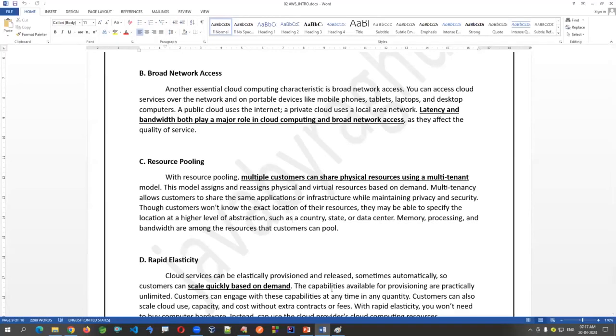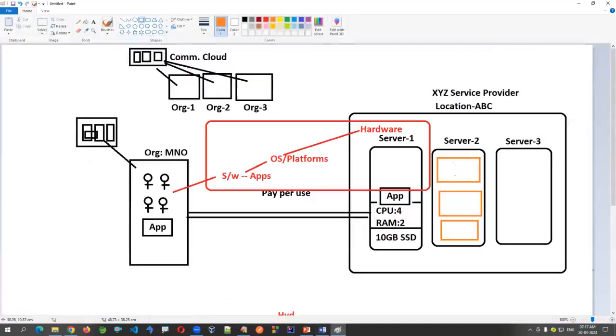You might have a doubt: how is some part of a server given to a particular organization or a particular user? How can we separate? We can't break the physical part, right? So that is where the virtualization technique is used. Some part is separated and given to a specific organization or a user. Here you can use this and pay. That is resource pooling.